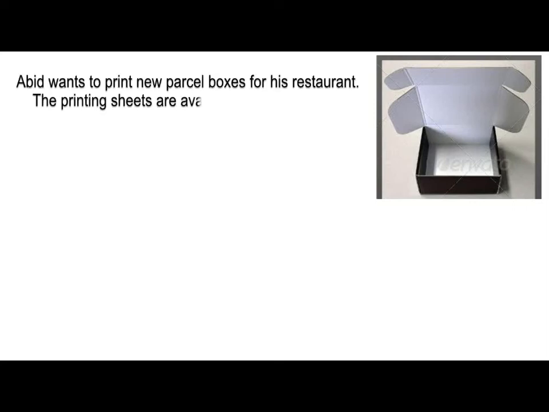Abid wants to print new parcel boxes for his restaurant, as you can see here. But the problem is that the sheets are available in square shape. Normally, printing sheets are available in square shape, like you have witnessed, you have chart sheets, right?